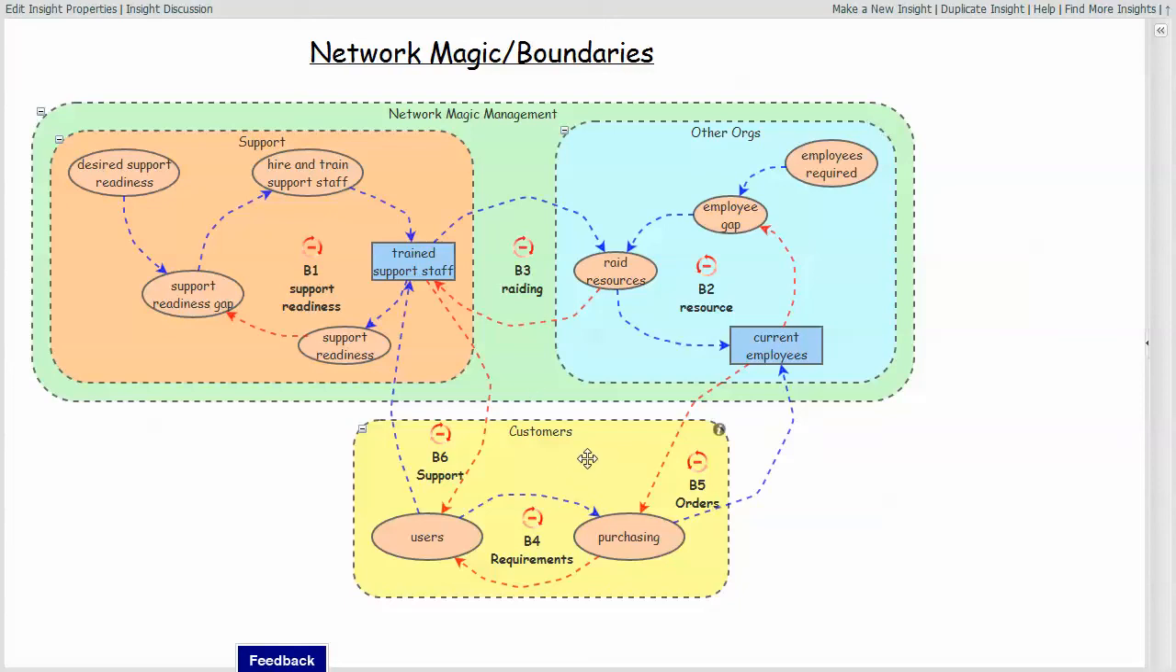And then the customers are a third group boundary, so that from this perspective, this is the part that support would consider to be the system, and everything external to that they consider their environment. The other organizations consider this the system, and the rest of it is part of their environment. And customers have their own interactions within their organizations, and all of this stuff that happens within network management is part of the customer group's environment.